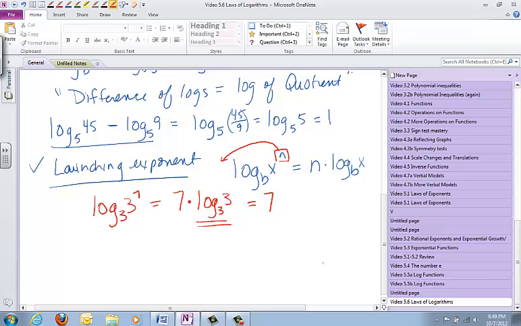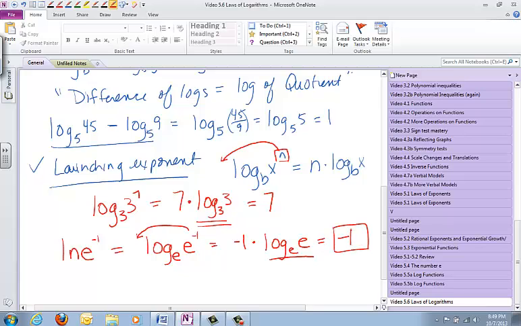Okay? Here's an example with the natural log, because we need to do examples. If I ask you to find the natural log of e to the negative 1, remember that the natural log is log base e of e to the negative 1. So that exponent's going to jump right down in front, so I get negative 1 times log base e of e. That's a mouthful. And so we know this part is equal to 1, and so our final answer is negative 1. Okay?